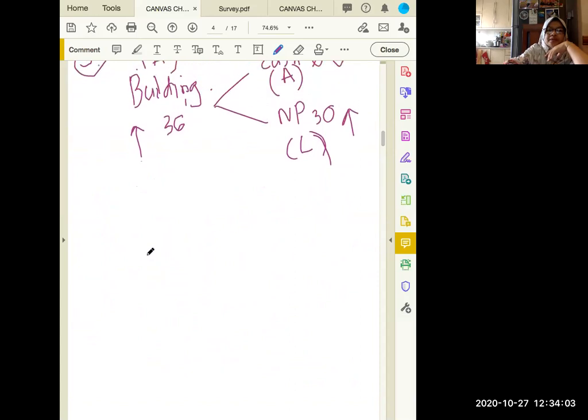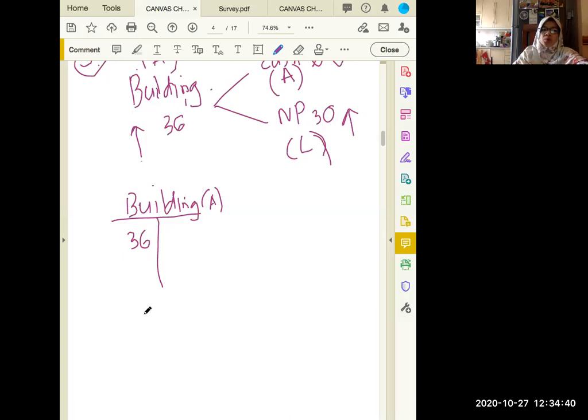So we're going to create a building account. What is the name? The name is building. And remember, building is an asset. So what happened here? You have increased your building by 36,000. Why do you debit your building? Because the building is an asset. That means that for an increase in asset, you are going to debit the account.